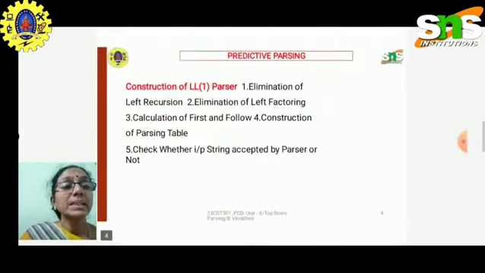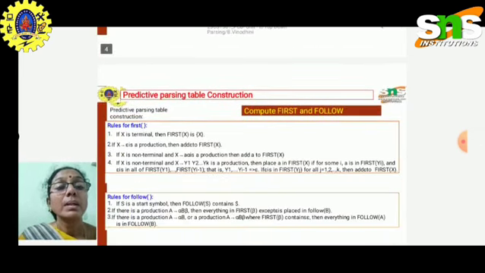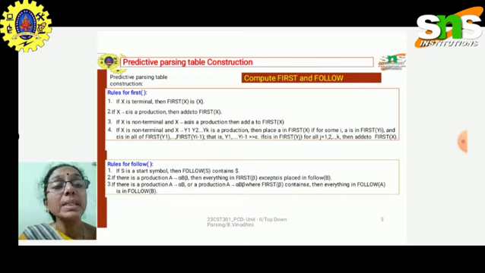Next is the construction of an LL(1) parser. In the construction of an LL(1) parser, first we have to eliminate left recursion and left factoring, and find out the first and follow for all the non-terminals. After that we construct the parse table, and from the parse table the input string is parsed. In the previous section we saw how left recursion is eliminated. Now we are going to see how to find the first and follow for the non-terminals.